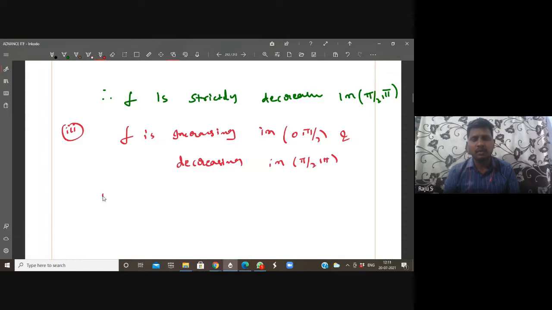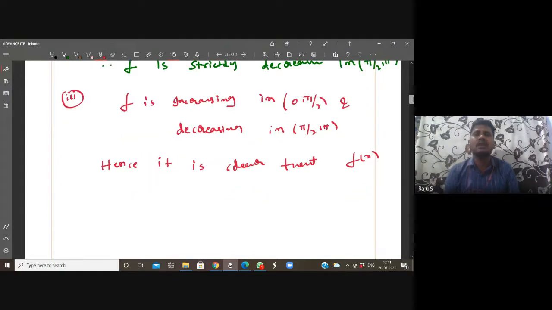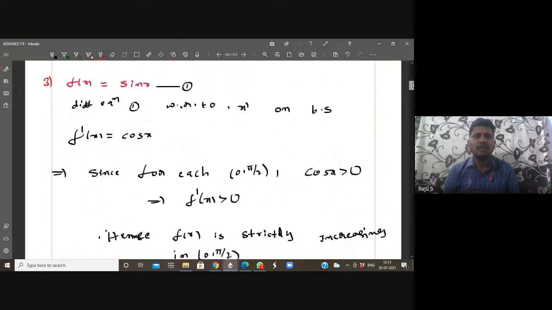So hence it is clear that f of x is neither increasing nor decreasing. Like that you have to write. Any doubts, students? Here, third question.